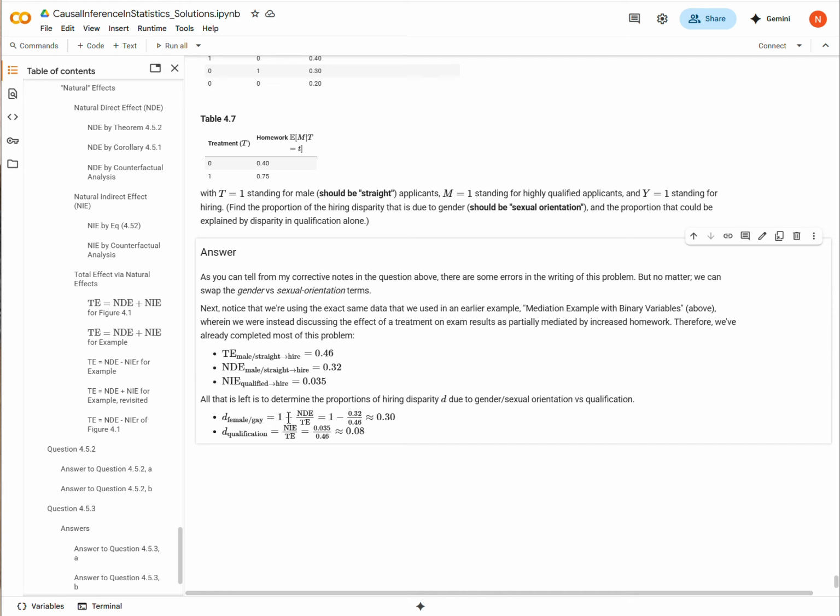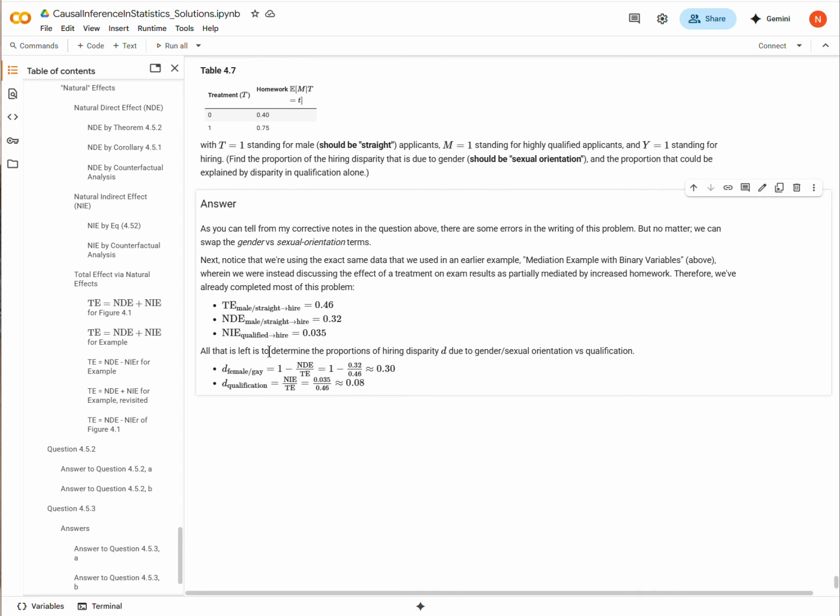And how much of it is due to the fact that they are either female or gay? This has to do with the natural direct effect. The natural direct effect is the effect of being male or straight, and so we divide that by the total effect. But if we want the extent to which the other group is being disparaged, we need 1 minus that quantity. We do the basic arithmetic, and we get 0.3.